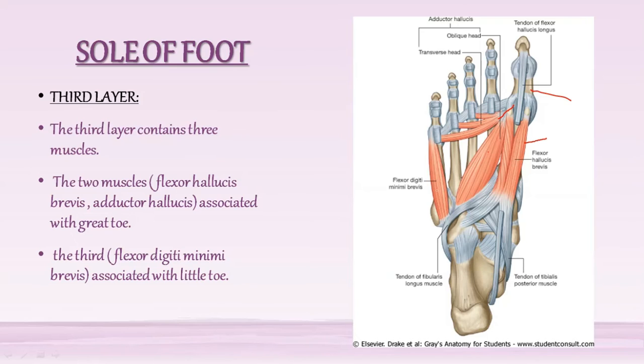So there are three muscles in the third layer. One is flexor hallucis brevis. The second is adductor hallucis. Both these hallucis muscles are associated with the great toe. They mainly insert on the great toe. The third is flexor digiti minimi. This one. This flexor digiti minimi is associated with the little toe because it is inserted on the little toe.